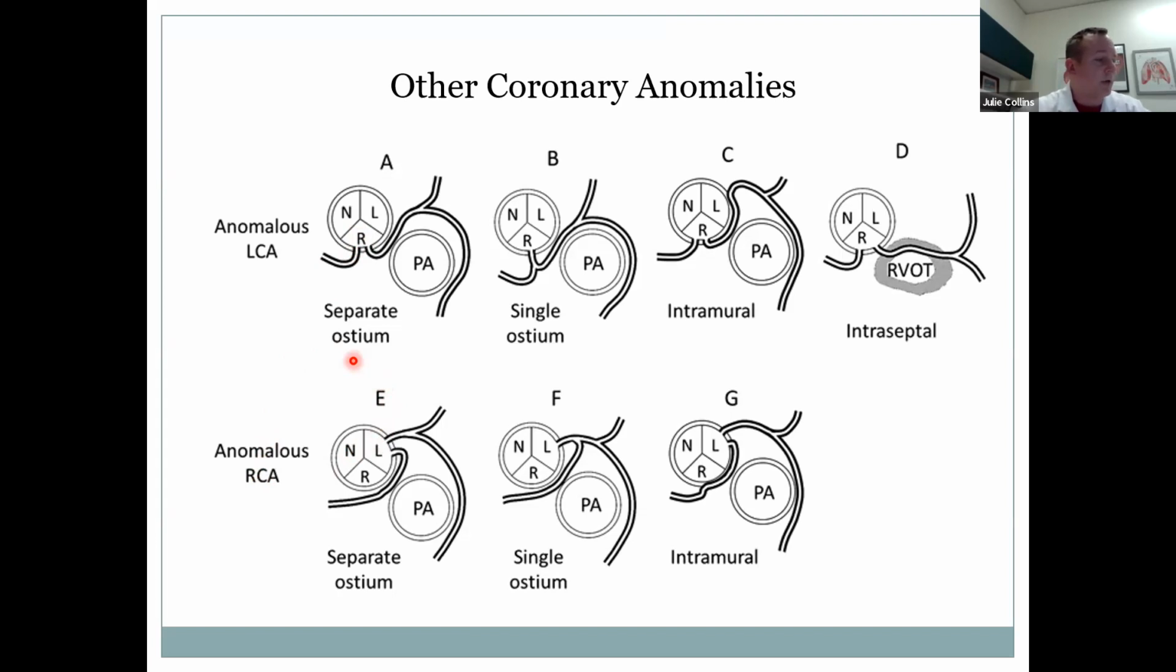So ultimately, if the coronary artery arises from the incorrect sinus of Valsalva, the incorrect cusp, the surgeons are typically going to do what's known as an unroofing. So this wouldn't be a coronary reimplantation. This is what's called a coronary unroofing.